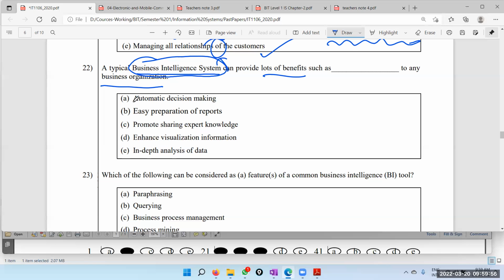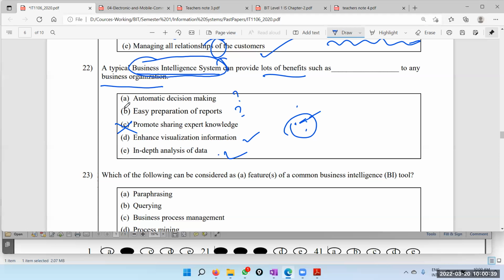Easy preparation of reports. Yes, right. So when the reports are given, we can take the decisions. But they are all sort of great things. Promote sharing expert knowledge. That is not part of the business intelligence system. Enhance visualization of information. That is also important because when you visualize, we are in a better position to see the patterns. In-depth analysis of data. Yes, right. Your business intelligence systems help you, or sometimes they can do the analysis.